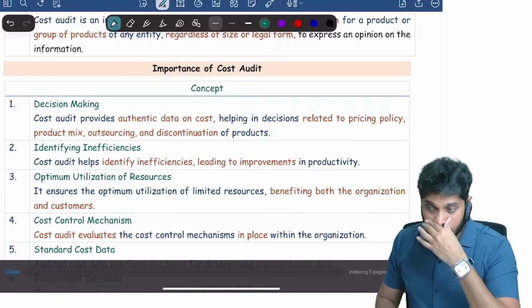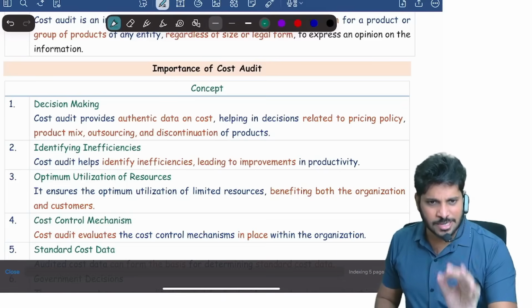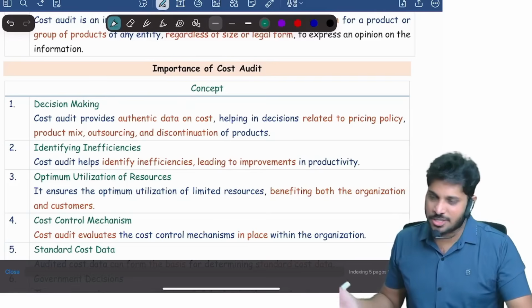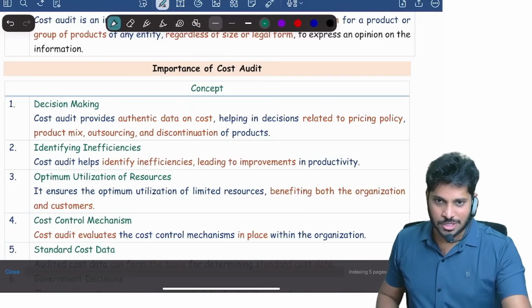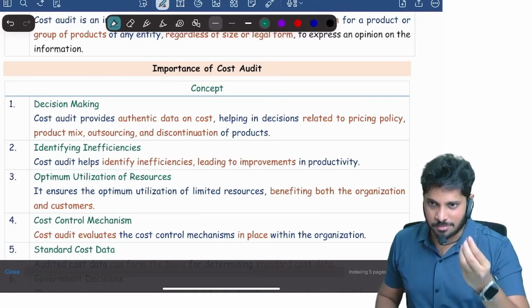Correct? Now, cost audit is useful for whom? You know what? Cost audit is completely confidential. Cost records are completely confidential. If a company's cost records are released in public, people won't even buy. Understood? There are big international brands, like Dior, with some handbags and all.